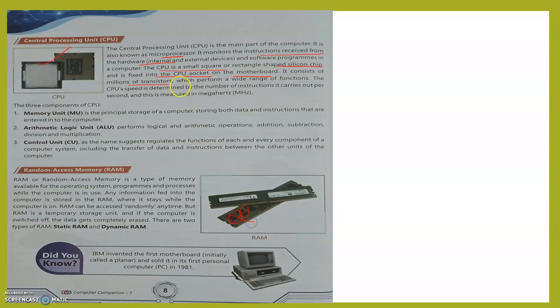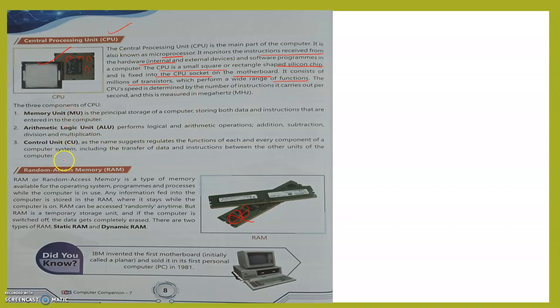It holds different types of transistors here. This is the RAM basically. This is not the CPU, which performs a wide range of functions. The CPU speed is determined by the number of instructions it carries out per second. Per second, how many instructions does it carry out? If it carries out thousands of instructions, its speed is in thousands. Megahertz, gigahertz, petahertz: these types of measurements are used for the CPU.